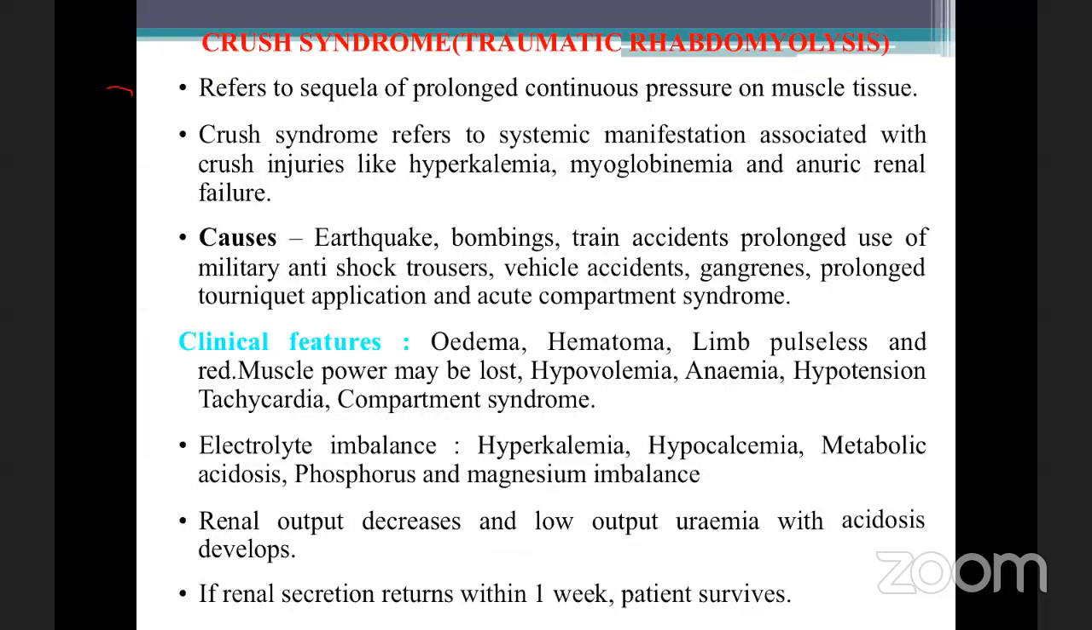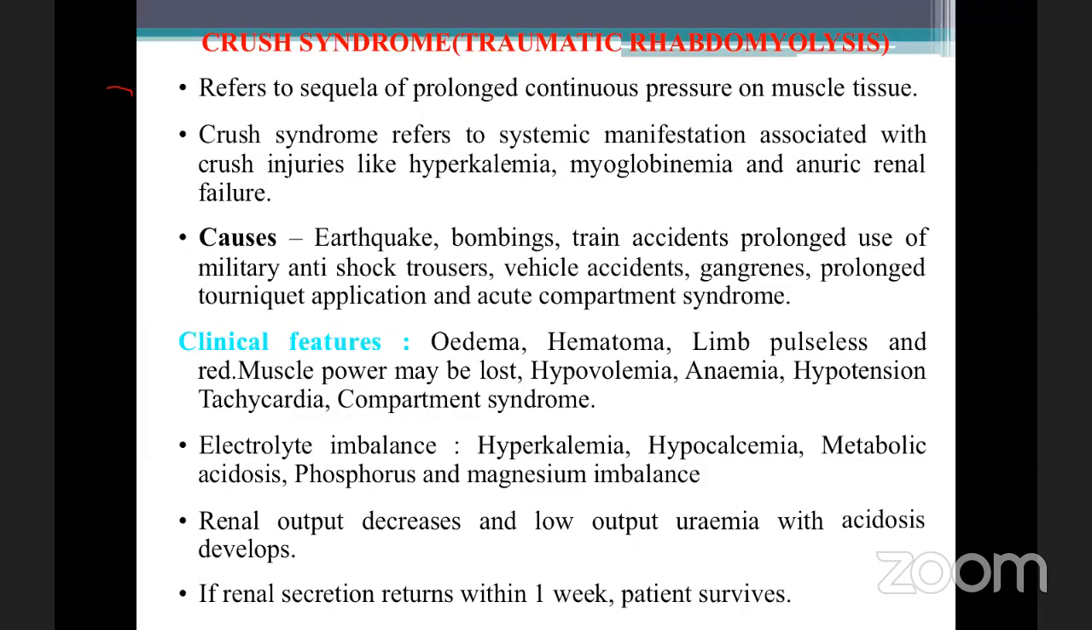So that is your deep vein thrombosis. Next is what is known as crush syndrome or traumatic rhabdomyolysis. This refers to a sequela of prolonged continuous pressure on muscle tissue. It is systemically manifested as hyperkalemia, myoglobinemia, and anuric renal failure.